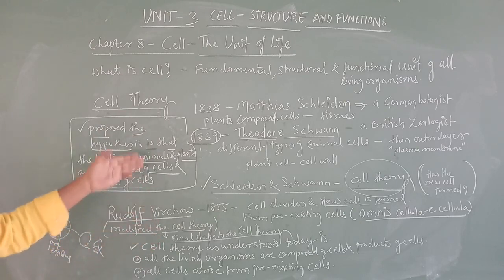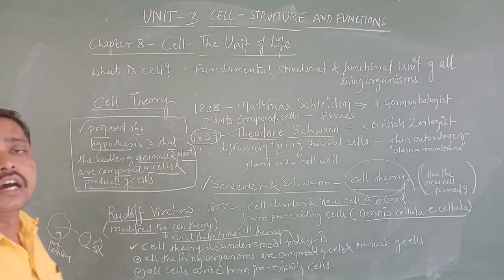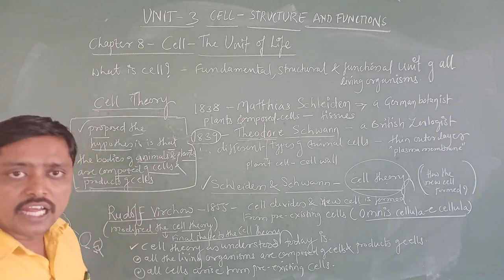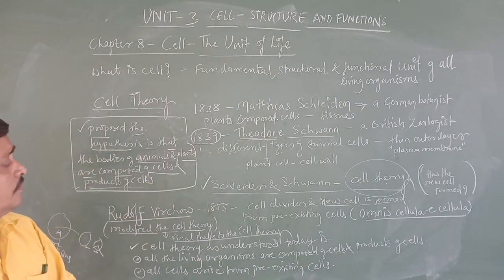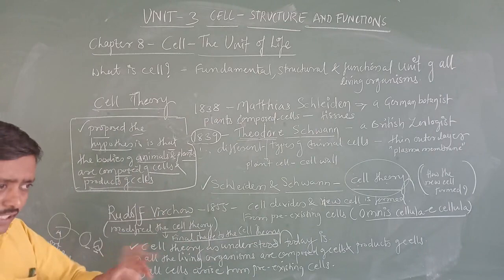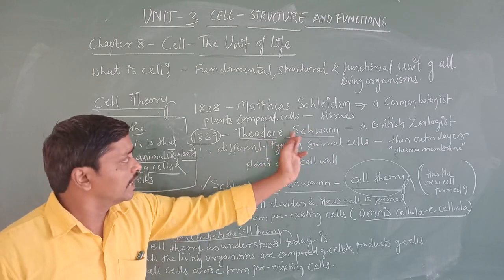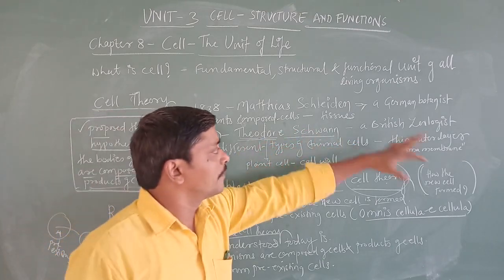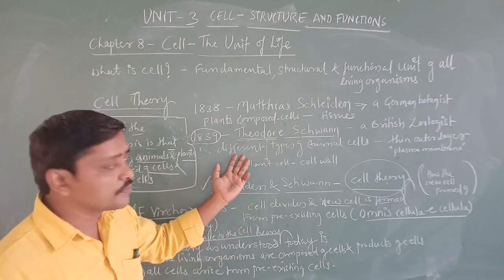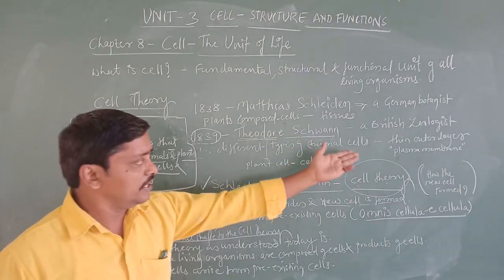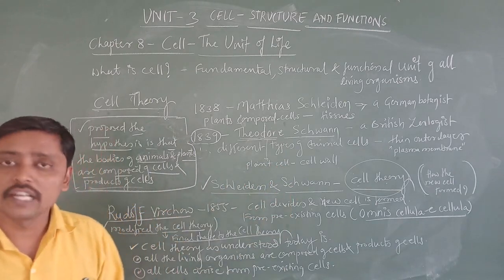So we remember: in 1838 Matthias Schleiden, the German botanist, studied many plants and observed that plants are composed of different kinds of cells and they form tissues. Simultaneously in that period another scientist was working, Theodor Schwann, a British zoologist. He studied different types of animal cells and observed the outermost layer, which today we know as the plasma membrane, and he also studied plant cells and observed the cell wall in plant cells.